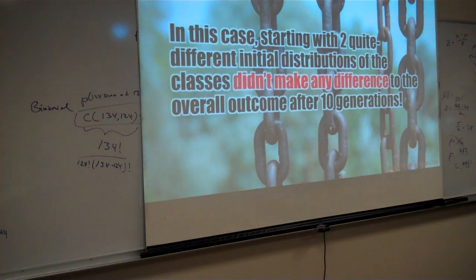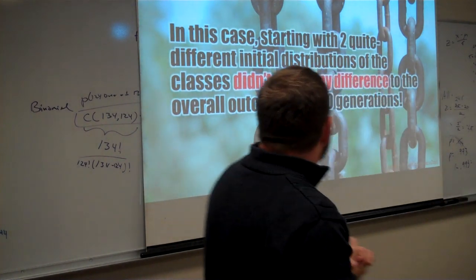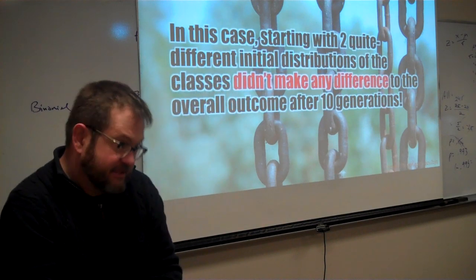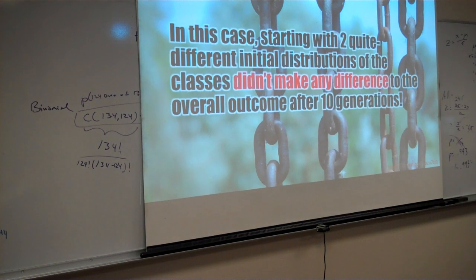So in this case, we were with the 3 classes. We started with 2 different initial distributions of the classes. And what we found out is it didn't make any difference. Once we got going and had a couple generations with it, it all gravitated towards that same equilibrium solution, where generation after generation, we ended up with about the same number of people in each of the classes. And in case you hadn't noticed, that's pretty close to what happens in real life. As it says in the Bible, the poor will always be with you.